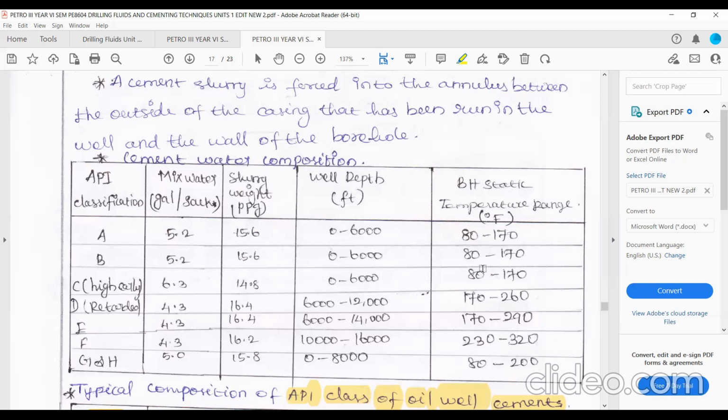Class B is almost the same nature. Class C has nearby values, except the mixed water and the slurry weight, which have different values, but it is treated as a high early setting cement. That means this cement sets quickly, a high early strength cement. Class D is a late cement.